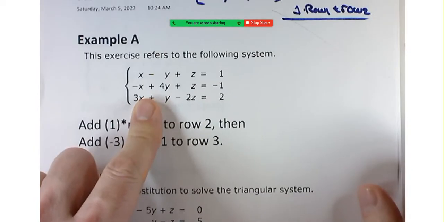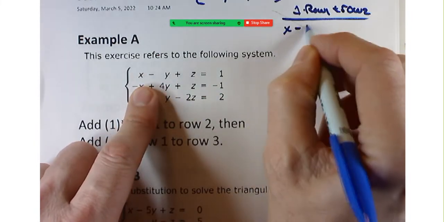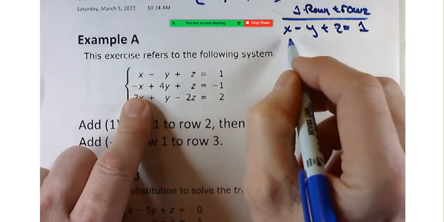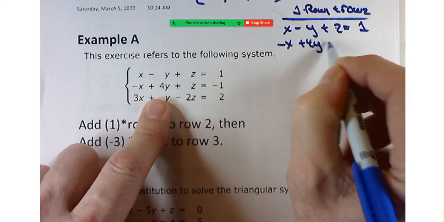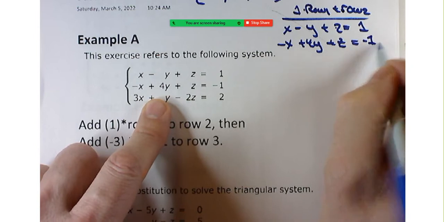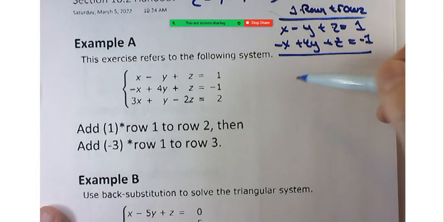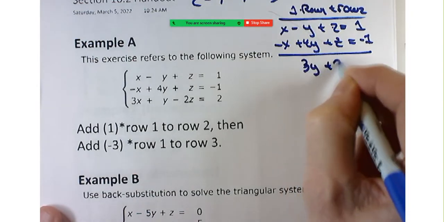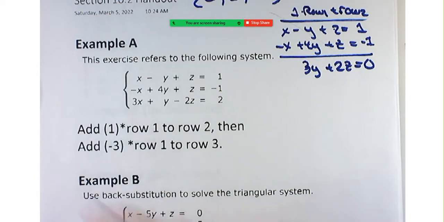above this, so I kind of remember what I've got going. 1 times row 1 is x minus y plus z equals 1. Added to row 2 is x plus 4y plus z equals -1. And the nice thing that happens here is that the x's cancel out. So I'm left with 3y plus 2z equals 0. And that's it. That's the first thing that I asked you to do.